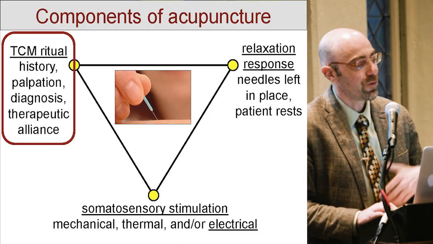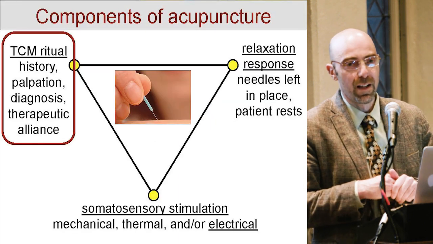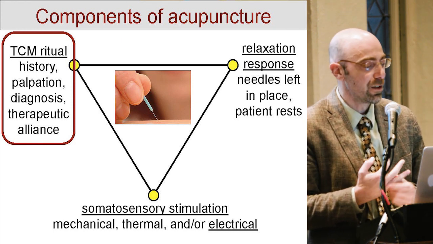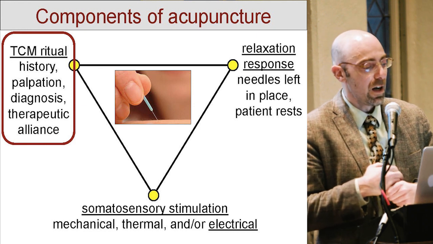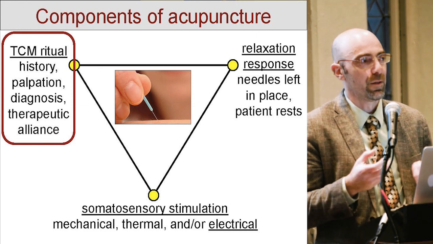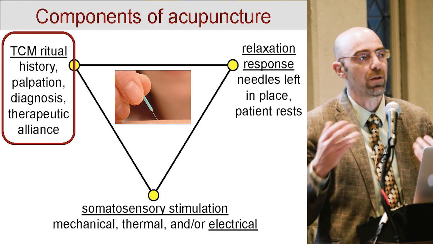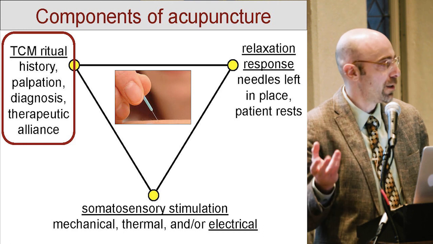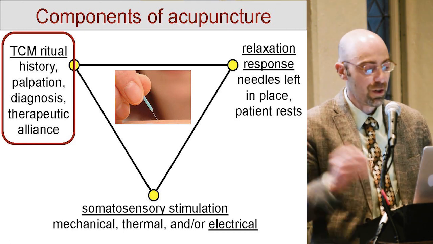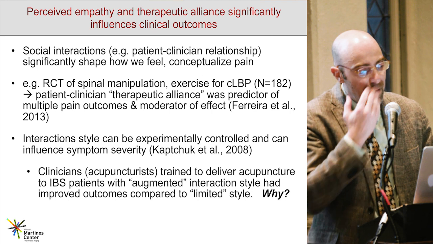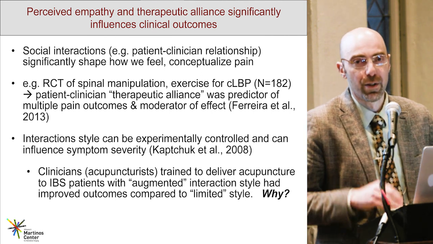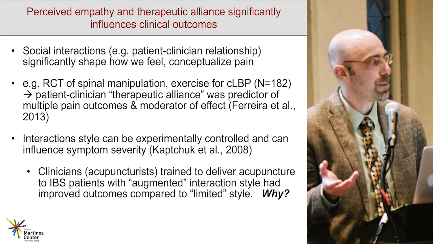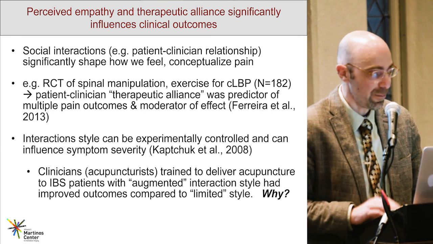So I want to now transition from this study to looking at something different, and this is a study that we actually very recently started in our lab, just in the last year or two. And here we want to focus not so much on the somatosensory aspect of acupuncture and the needles, but on therapeutic alliance. So this is the relationship between the clinician, the acupuncturist, and their patient, and the importance of that relationship. We know that social interactions are quite important, and they shape how people feel, how people conceptualize pain, how people report the intensity of pain.